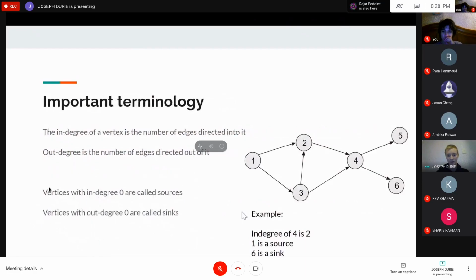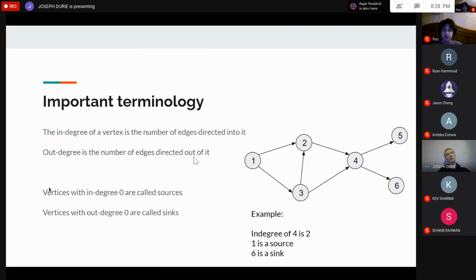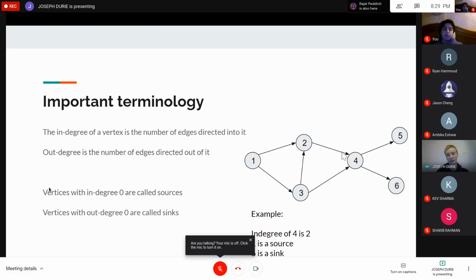Okay, so back to the terminology. We say the in-degree of a vertex is the number of edges that go into it. So if you look at 2, we have 2 edges going into it, so the in-degree is 2. And then the out-degree is the opposite of that. You look at the edges going out of it. So the out-degree of 2 would be 1, because we only have one edge leaving 2.